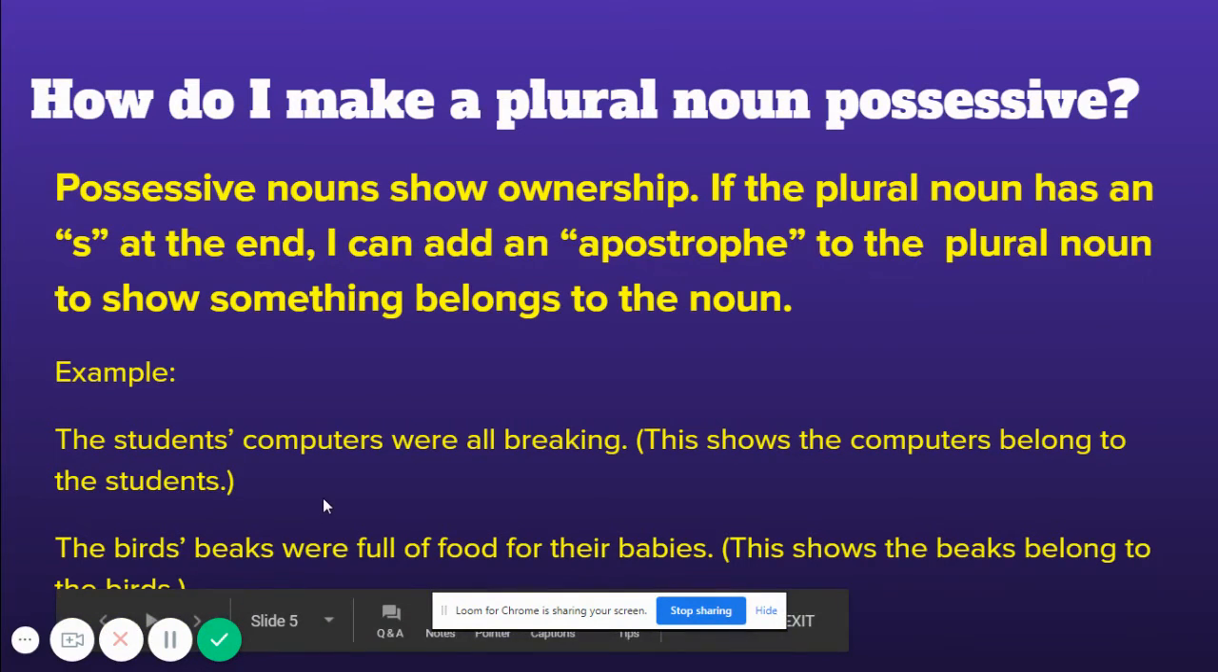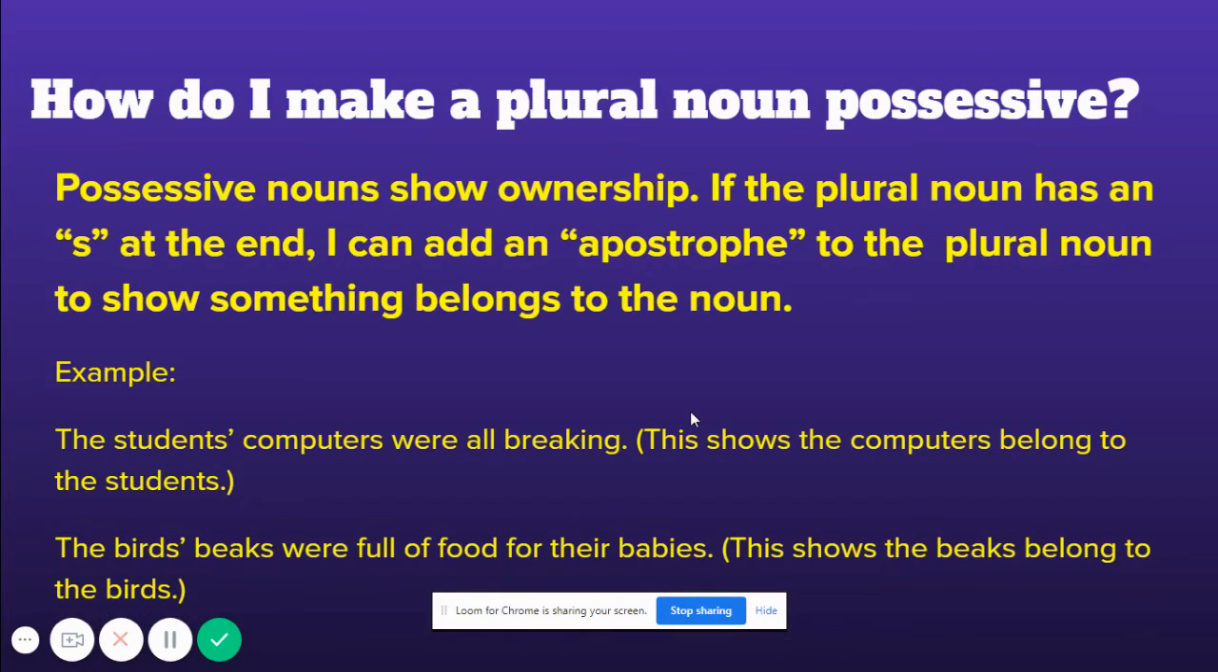The birds' beaks were full of food for their babies. Whose beaks? The birds' beaks. Notice how the word birds already has an S at the end because it's more than one bird. So all I did was add my apostrophe.